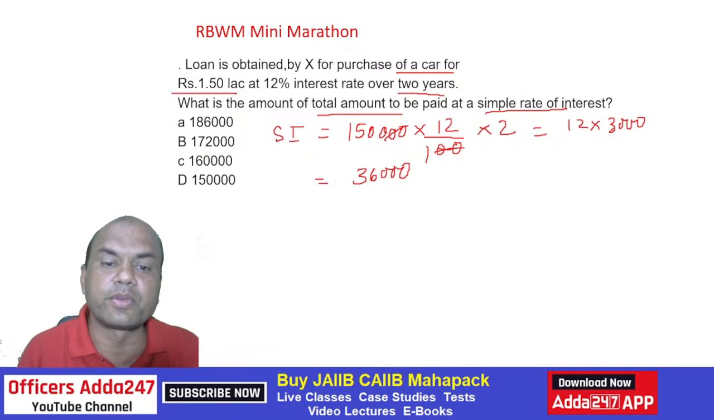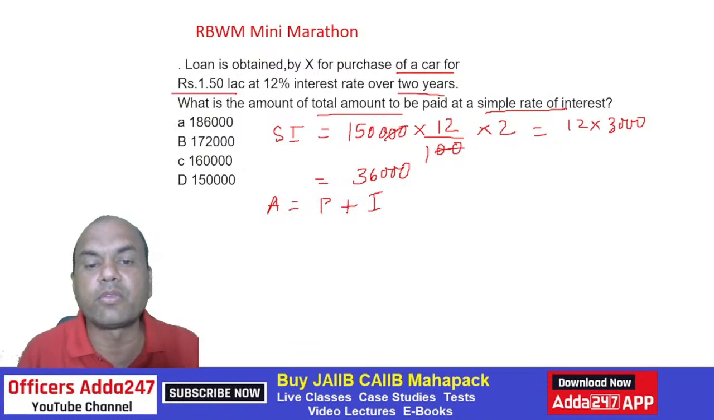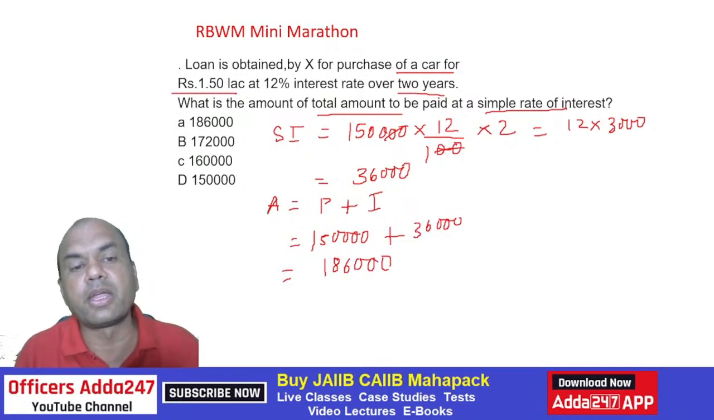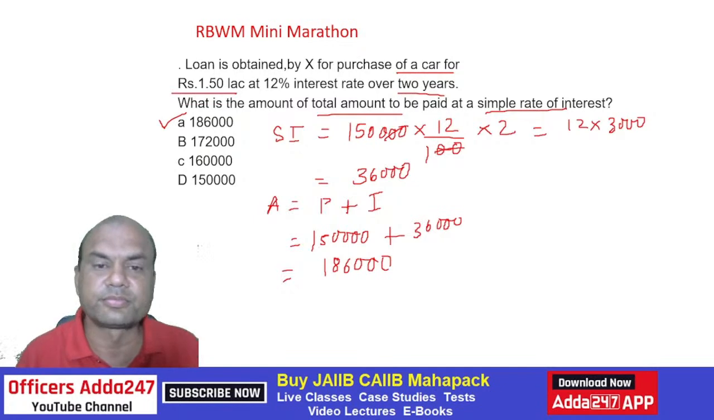And total amount A equals P plus I. Principal plus interest. What is the principal? 1,50,000. So 150 plus interest, which is 36,000. So it is 186. So this is the amount to be paid, isn't it? A is the answer. Got it, everyone?